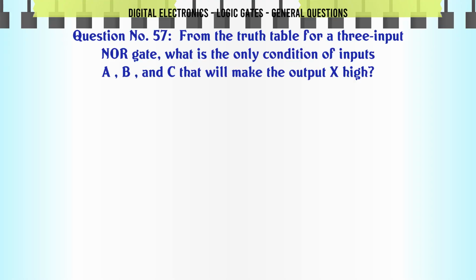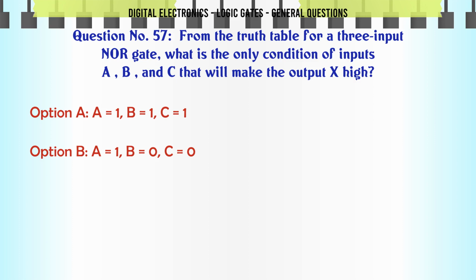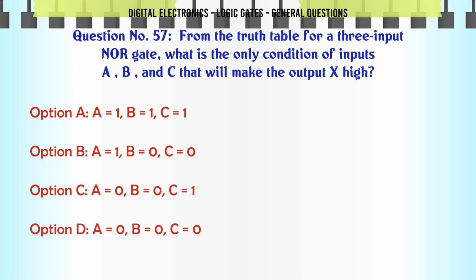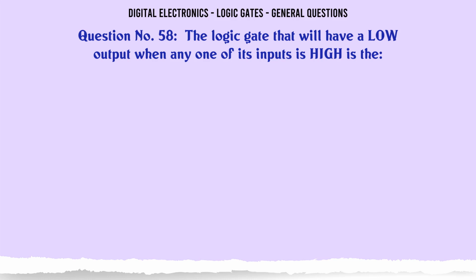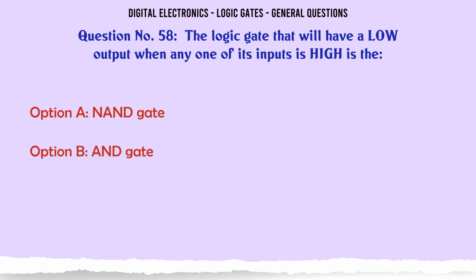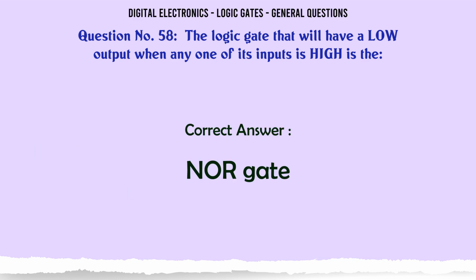From the truth table for a 3-input NOR gate, what is the only condition of inputs A, B, and C that will make the output X high? A. A=1, B=1, C=1. B. A=1, B=0, C=0. C. A=0, B=0, C=1. D. A=0, B=0, C=0. The correct answer is A=0, B=0, C=0. The logic gate that will have a low output when any one of its inputs is high is the A. NAND gate. B. AND gate. C. NOR gate. D. OR gate. The correct answer is NOR gate.